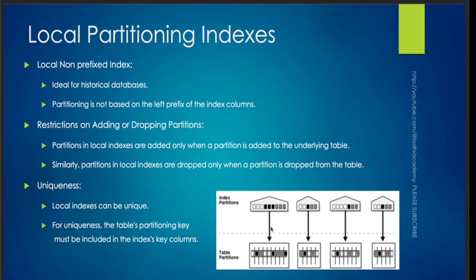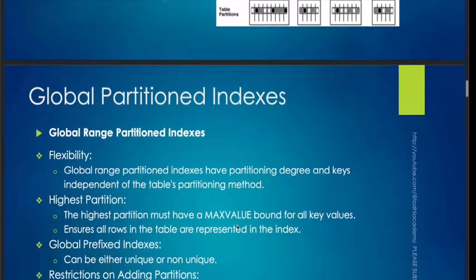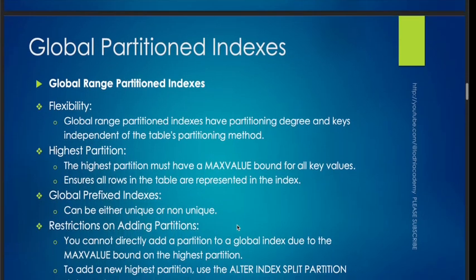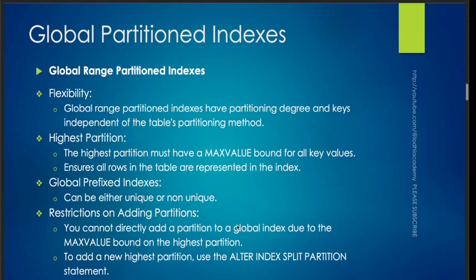Global range partition indexes. Global range partition indexes are flexible in that the degree of partitioning and the partitioning key are independent from the table's partitioning method. The highest partition of a global index must have a partition bound all of whose values are max value. This ensures that all rows in the underlying table can be represented in the index.